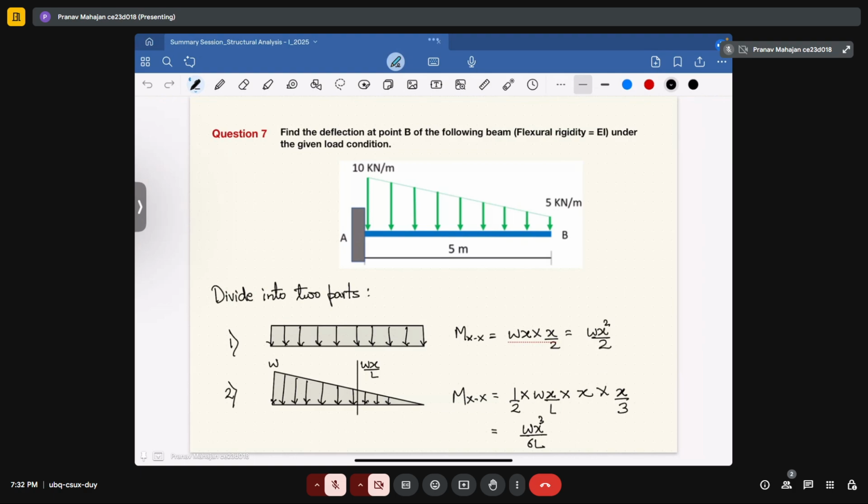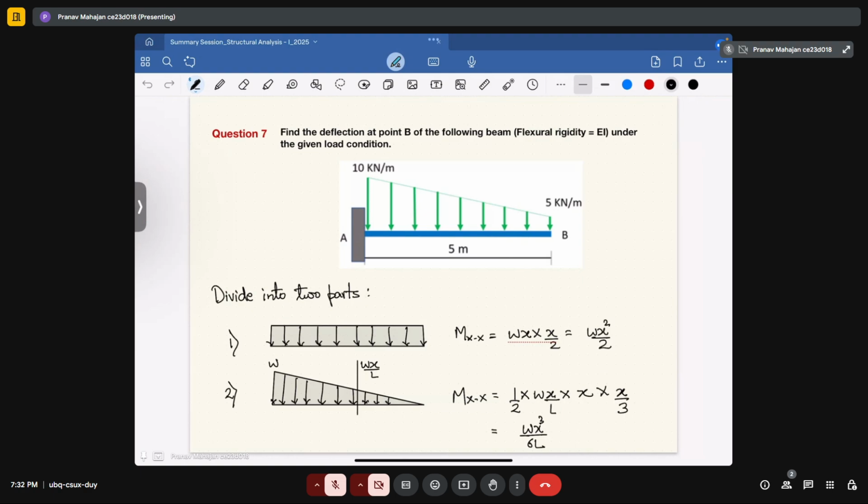In that question, you are given a uniformly varying load all over the beam section. You are expected to calculate the deflection at point B. First, we will divide the whole beam into two parts using the principle of superposition. One part will be a constant load, that is, a uniformly distributed load all over the section, and another part will have a uniformly varying load distributed all along the section.